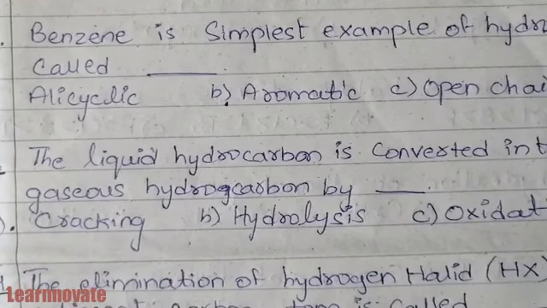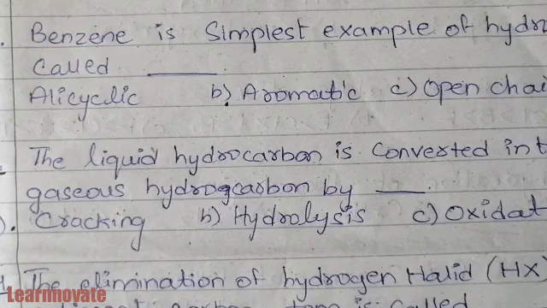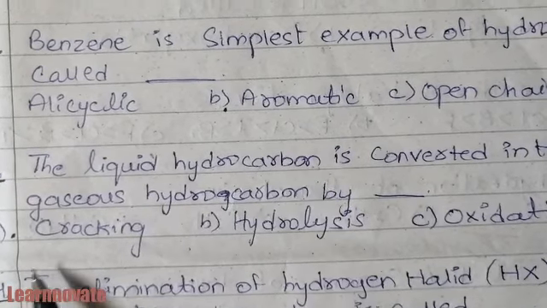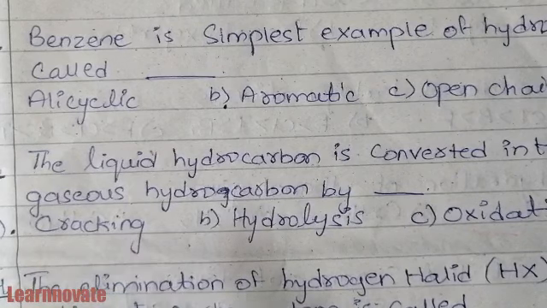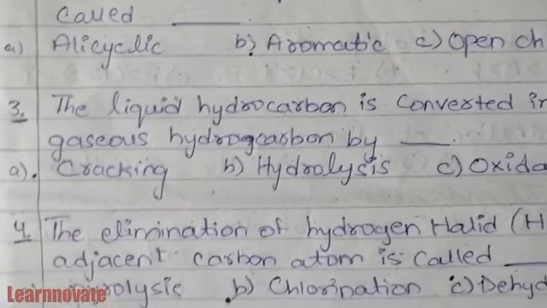Coming to the next question: the process in which the liquid hydrocarbon is converted into the gaseous hydrocarbon is called dash. A, cracking, B, hydrolysis and C, oxidation. I previously told you that when large hydrocarbons are broken down into small hydrocarbons, their state is also changed from liquid to gases, and this process is called cracking, that is option number A. It is not hydrolysis, it is not oxidation.